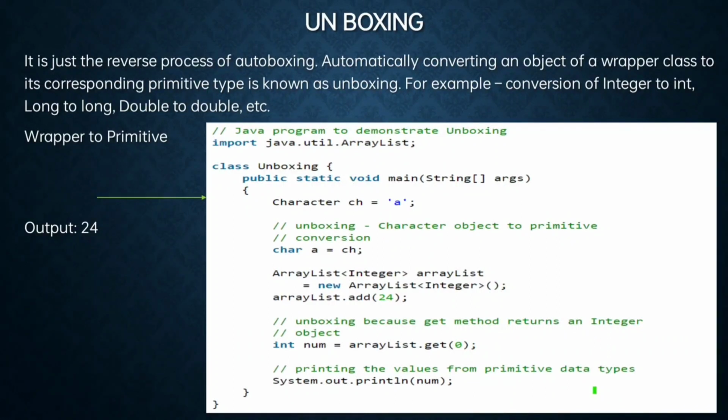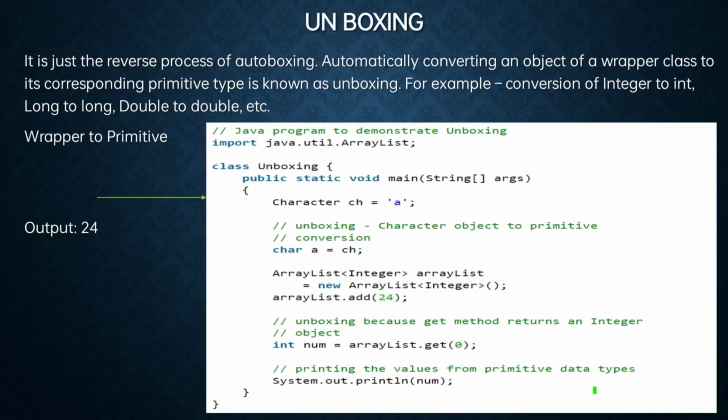Now let's discuss unboxing. It's just the reverse process of autoboxing. Automatically converting an object of a wrapper class to its corresponding primitive type is known as unboxing. For example, conversion of Integer to int, Long to long, Double to double, etc. That is wrapper to primitive.